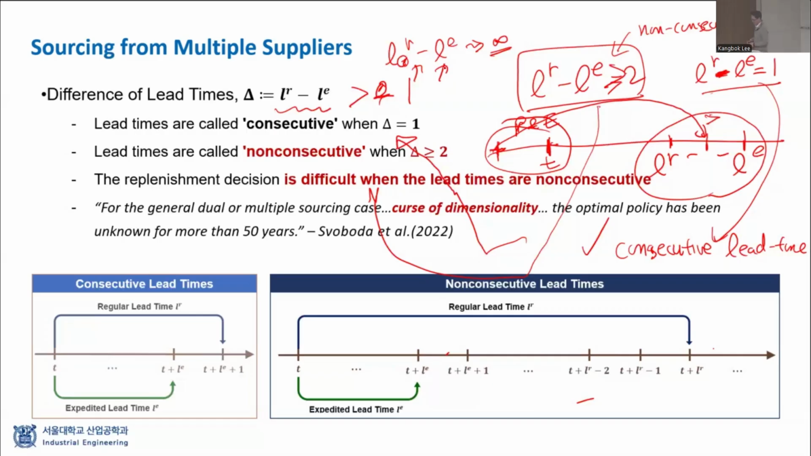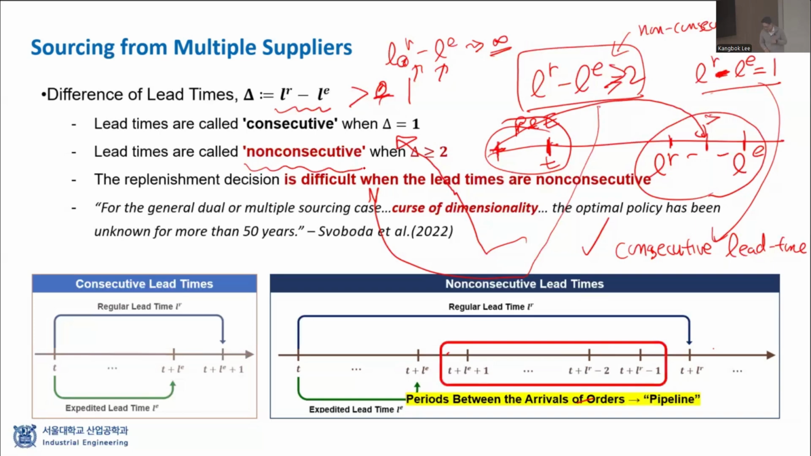What we have done is try to work out what happens for the non-consecutive case of 2 suppliers. We find this looks quite complicated, with periods between the arrivals of orders. We have to think about the pipelines of inventory, which means a large dimension of space to cover. I want to emphasize that numerically this is probably not easy, but still maybe doable in some ways. However, proving which type of policy is optimal is a completely different story.